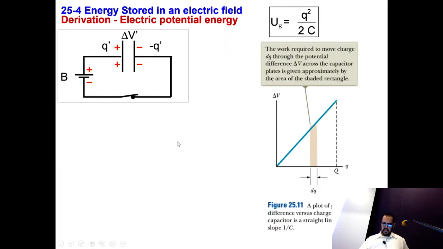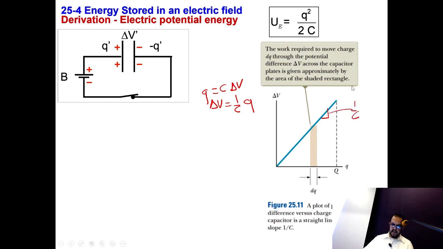Okay, so here, if you plot the delta V versus the charge, remember we have Q equals C delta V. So delta V equals 1/C times Q. So it's actually a straight line with a slope 1/C. So this slope here is 1/C.